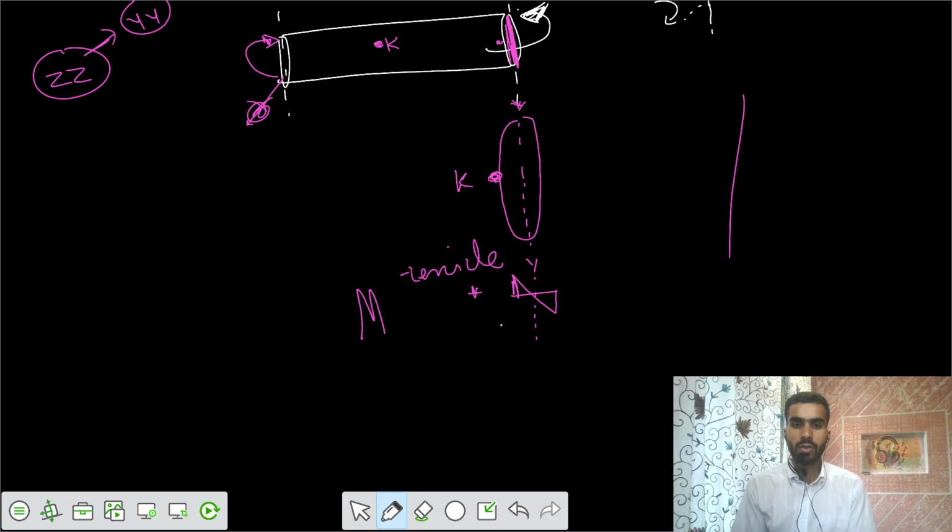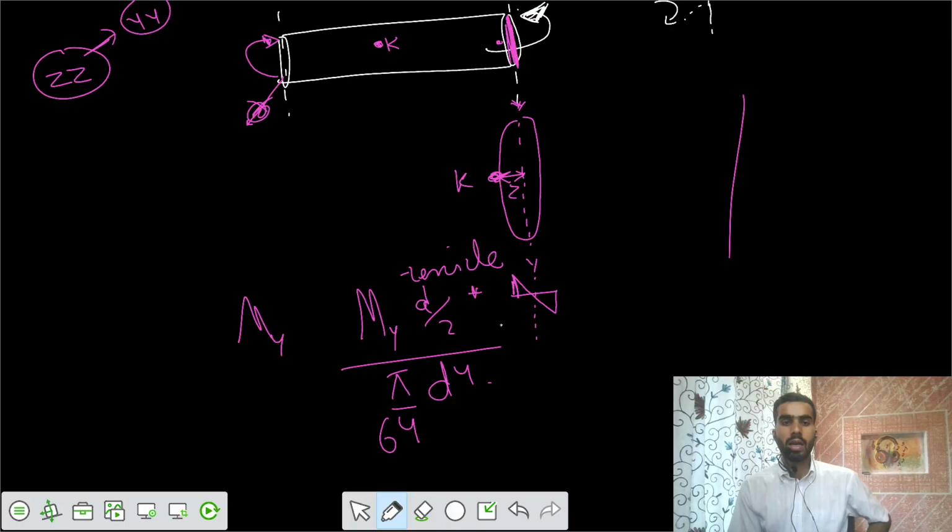So I would write that this equals My, and what value can we take? This one, that's the value of Z max, that's d by 2, and Iyy is pi by 64 d to the power 4. So it is My z by Iyy. So this is your moment at that point.